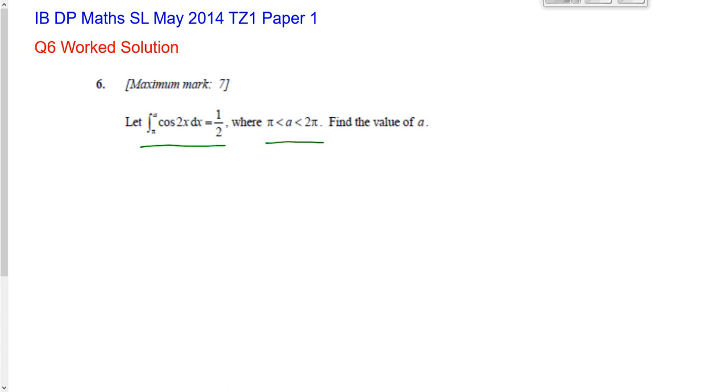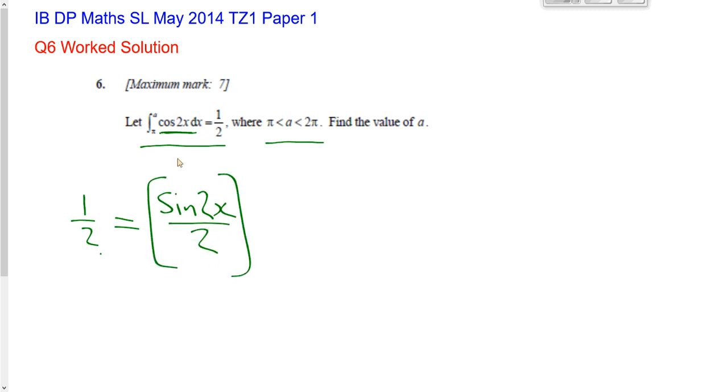First of all, we've been told that the integral of cos 2x between pi and a is equal to a half. So let's integrate this, or find the antiderivative of cos 2x. So a half will be equal to, the antiderivative of cos 2x will be sine 2x over 2. If you'd like to know how I found the antiderivative of cos 2x dx, there'll be a link below to a video that will show you how to do that.